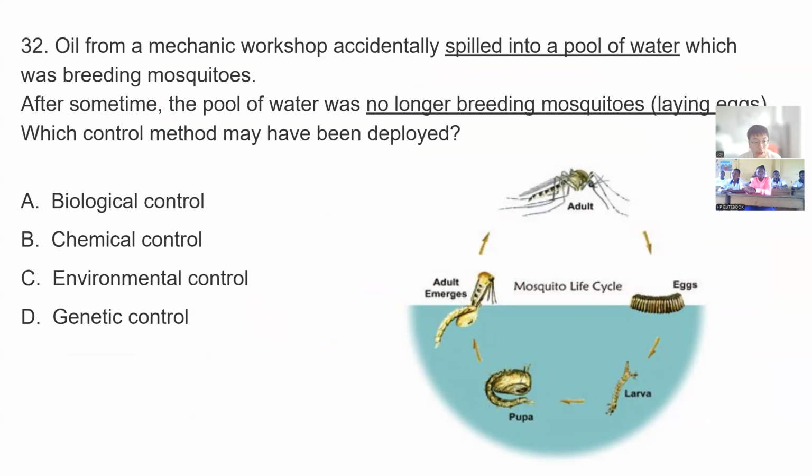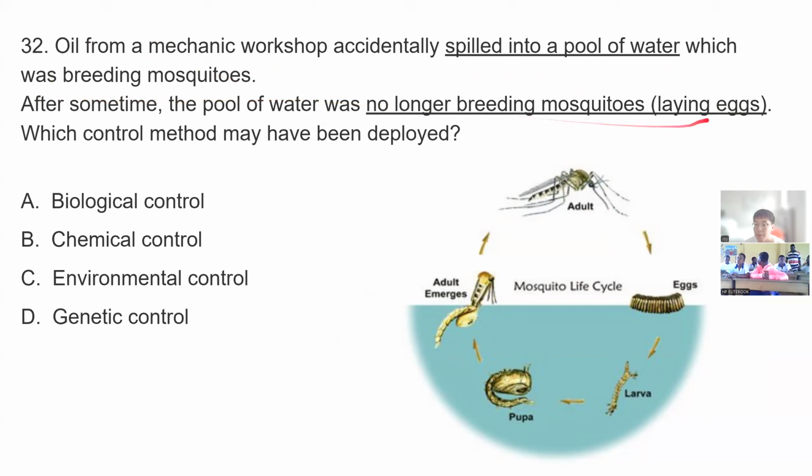Yeah, let's look at this next question. Oil from a mechanic workshop accidentally spilled into a pool of water which was breeding mosquitoes. Breeding is laying eggs, so you can call that. And after some time, the pool of water was no longer breeding mosquitoes. They were no longer laying eggs. Which control method may have been deployed?